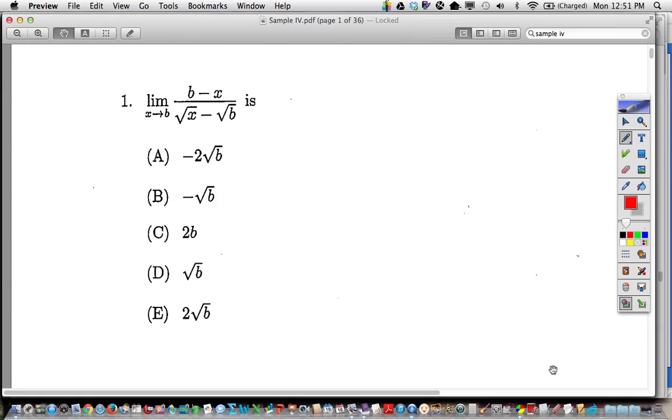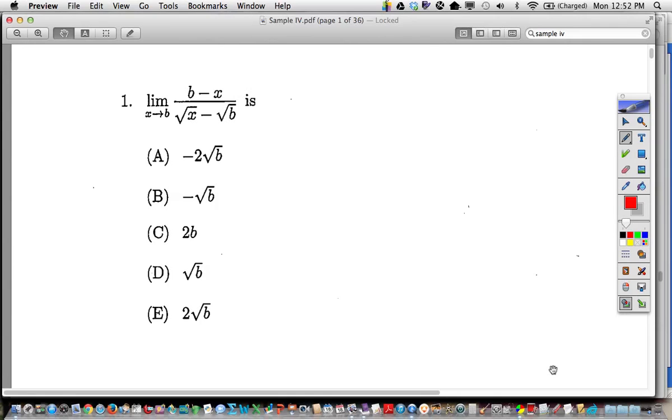Limit as x approaches b. What's the first thing you do when you have a limit problem? The directions say find these limits, use substitution, algebra, etc. So you plug in b first, right? Do substitution first. b minus b, 0. Square root of b minus square root of b, 0. 0 divided by 0?